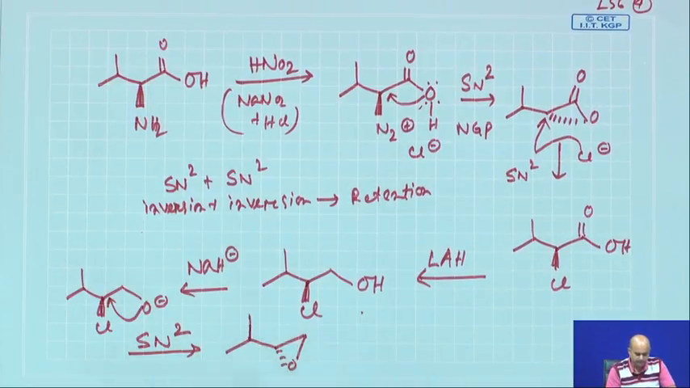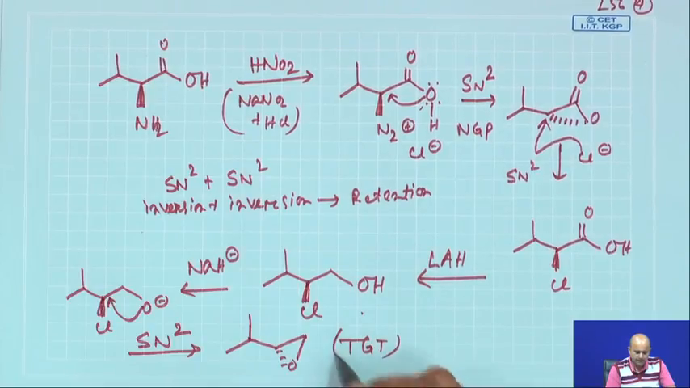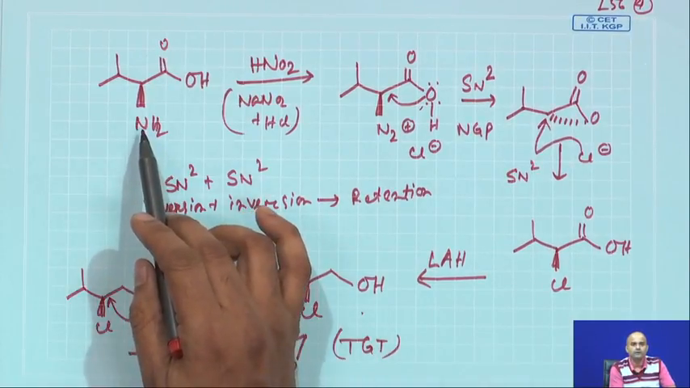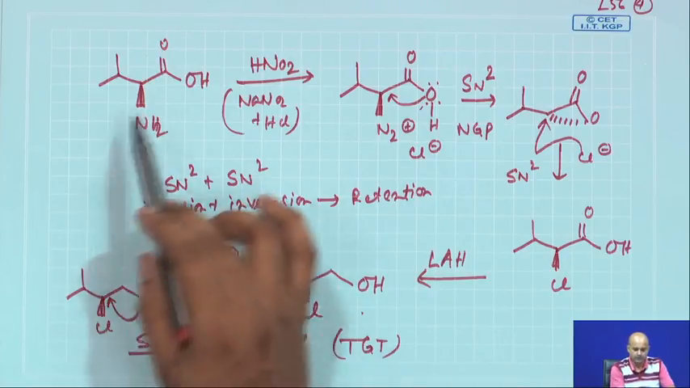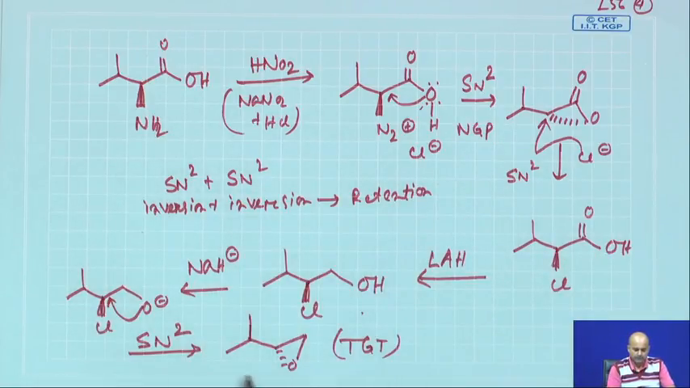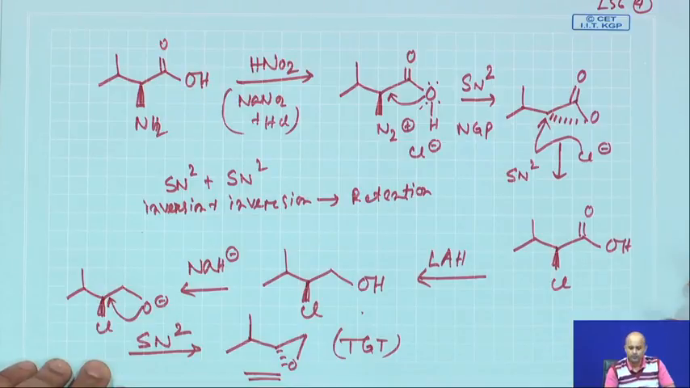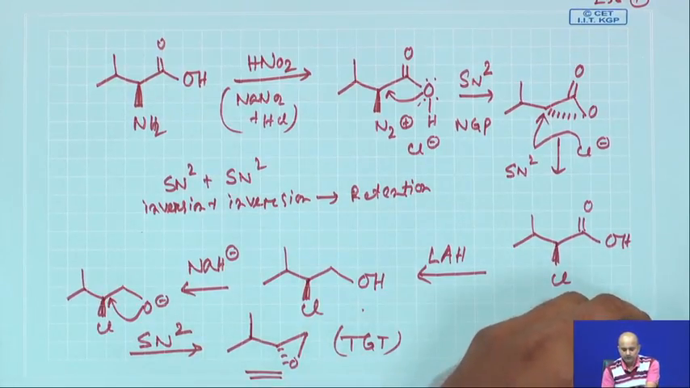Now, this epoxide is your target molecule, and we have seen that starting from a simple amino acid, the stereochemical information was retained here, and you get this target molecule as your main product. A similar kind of analysis with other amino acids we will try to put in the assignments, and please try to solve it.